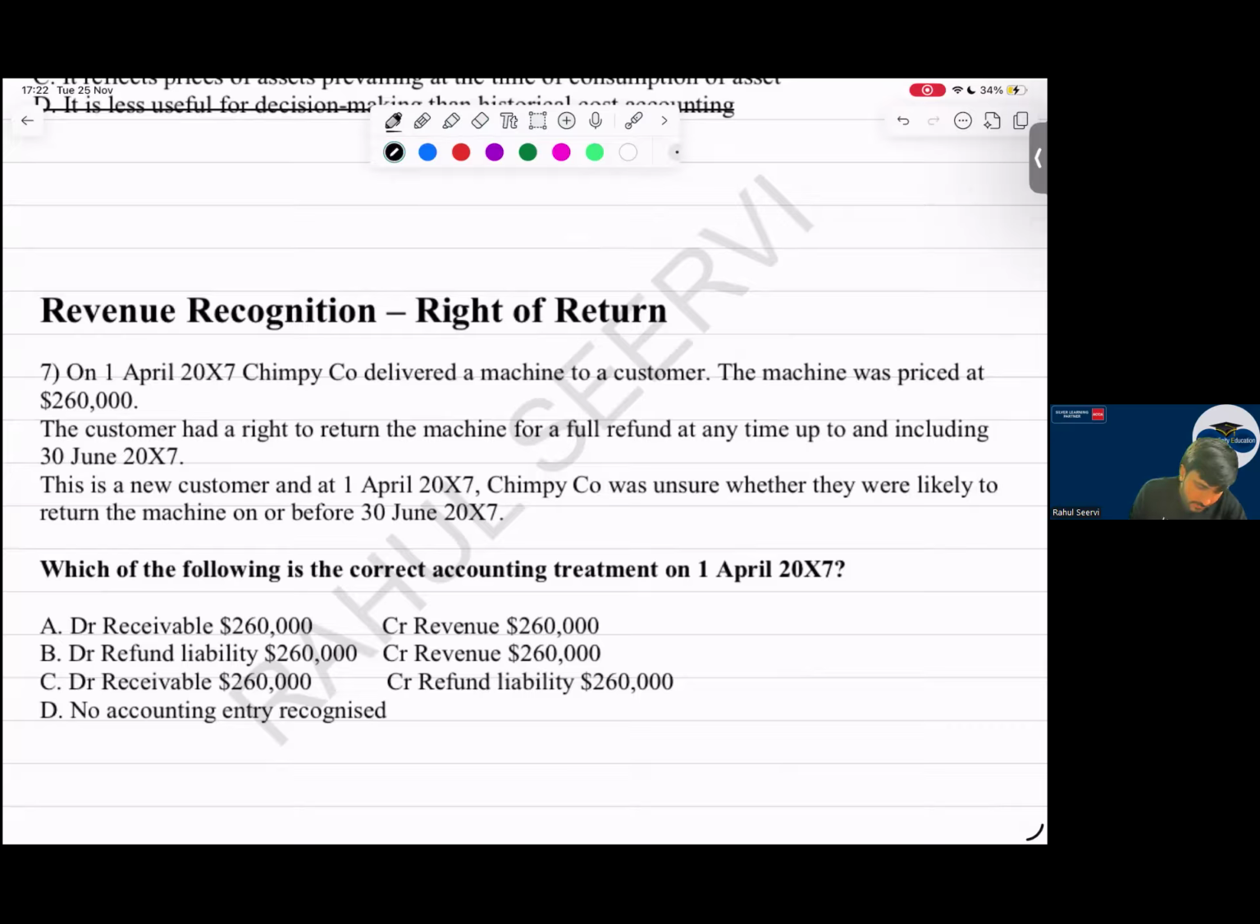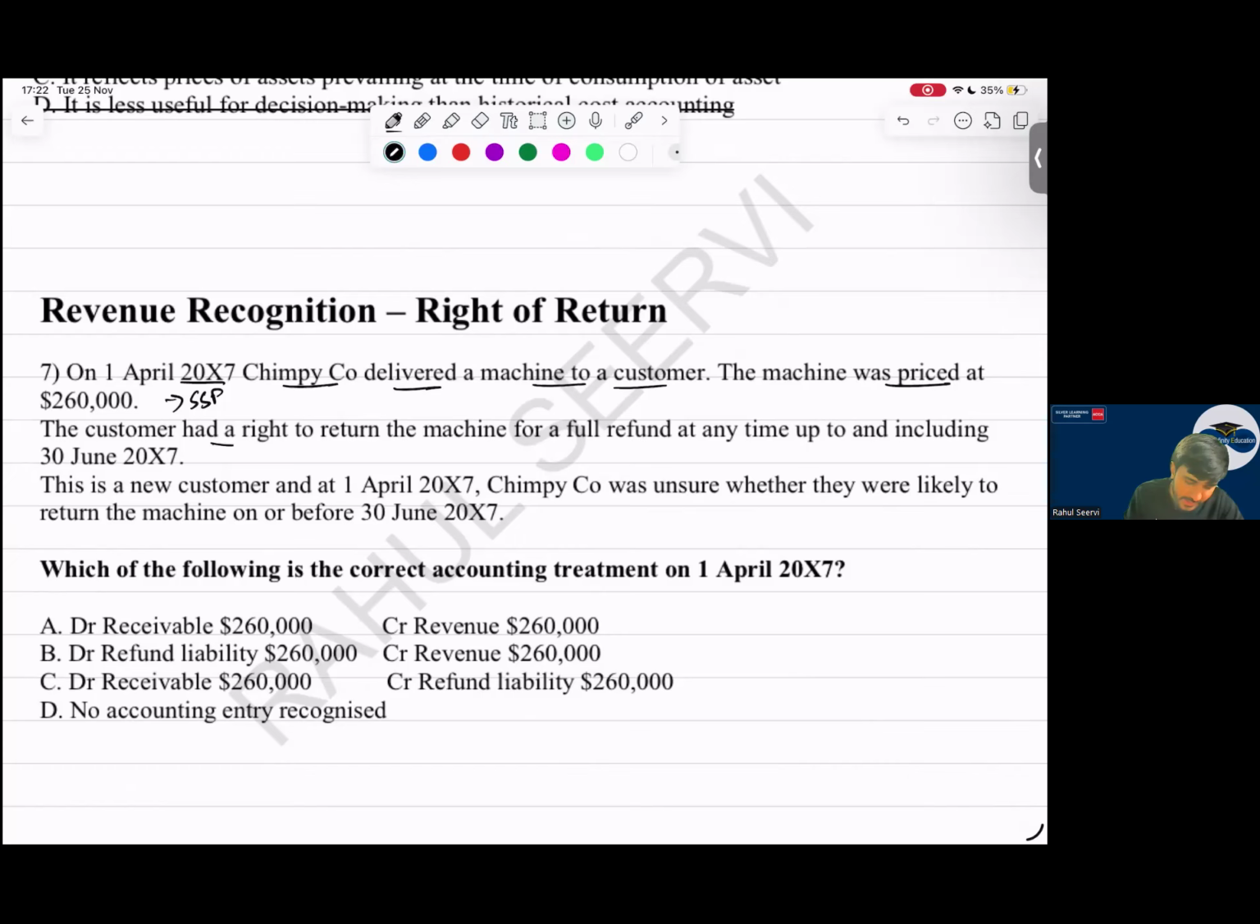On 1st April 2007, C delivered a machine to a customer. Assume that you are a seller and I am your customer. You are selling the machine to me. The machine was priced at $260,000. This is the SSP, the standalone selling price.